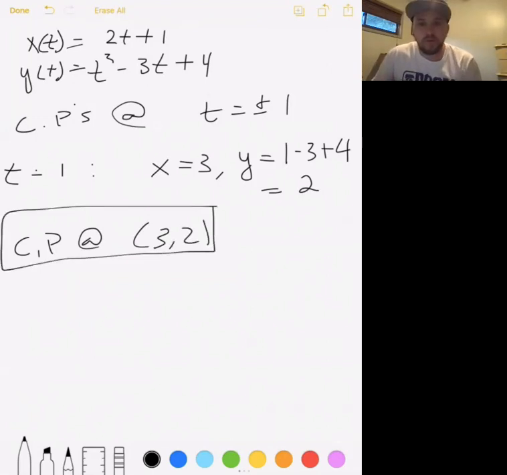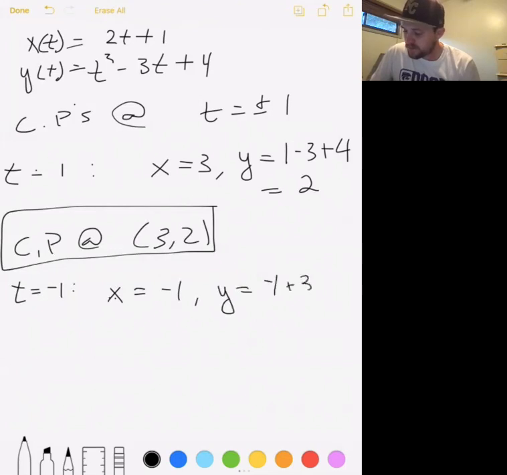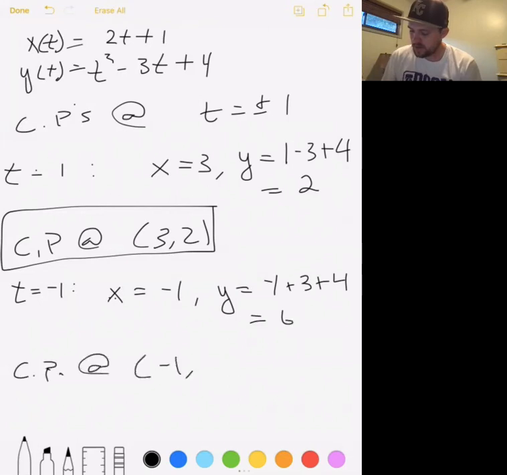So we've solved for one critical point. Let's solve for the next critical point. Well, we know it's at time t equals -1, and now we just plug -1 into x and y here. So if we do this, we'll get x equals -2 plus 1, so -1, and then y is going to be -1 plus 3 plus 4. In this case, we would get 6 for our y value. So we have another critical point at (-1, 6).